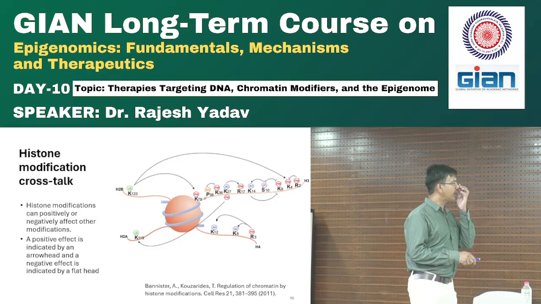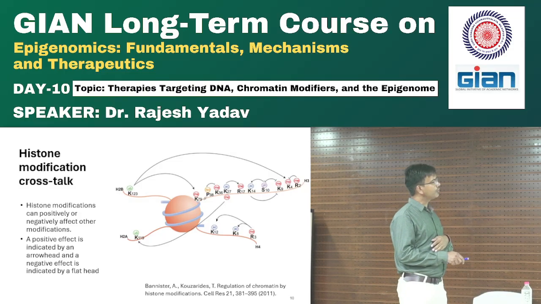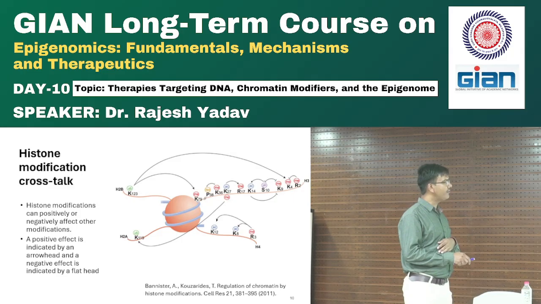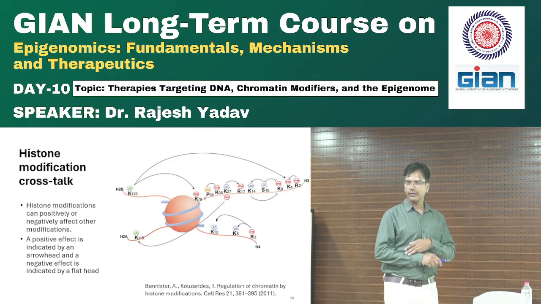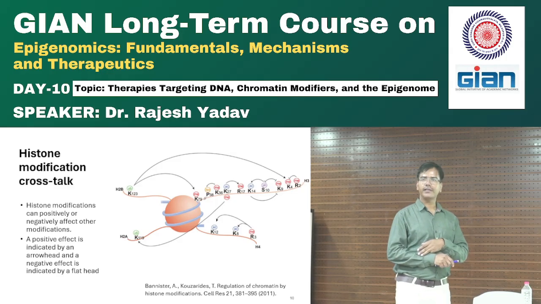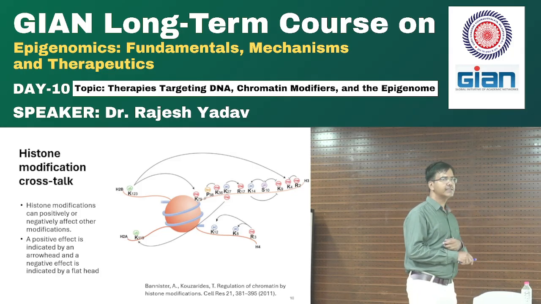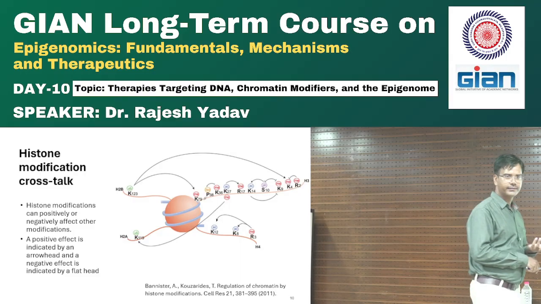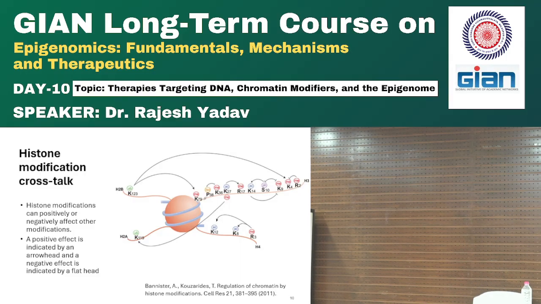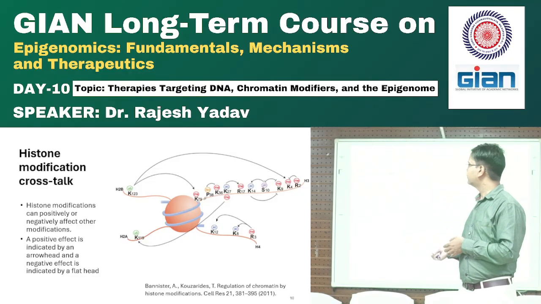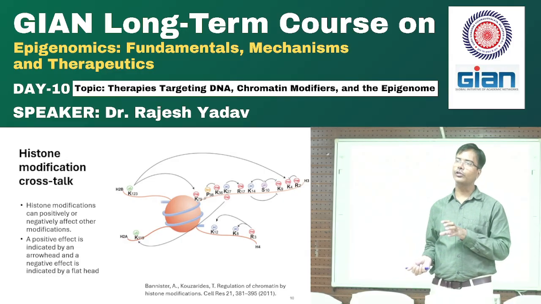In this way, you can say that serine 10 phosphorylation inhibits K9 methylation, but serine 10 phosphorylation activates K14 acetylation, because K14 acetylation is involved with active transcription. So ideally, one modification can cross-talk with the other modification. And that makes the chromatin very complex and complicated because it acts in a crosstalk way. And why is crosstalk necessary?